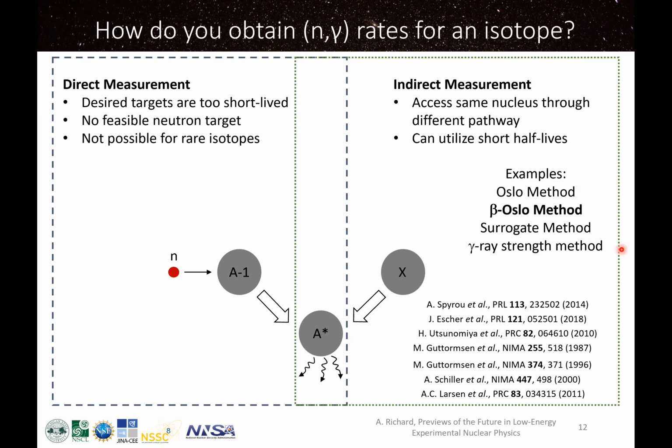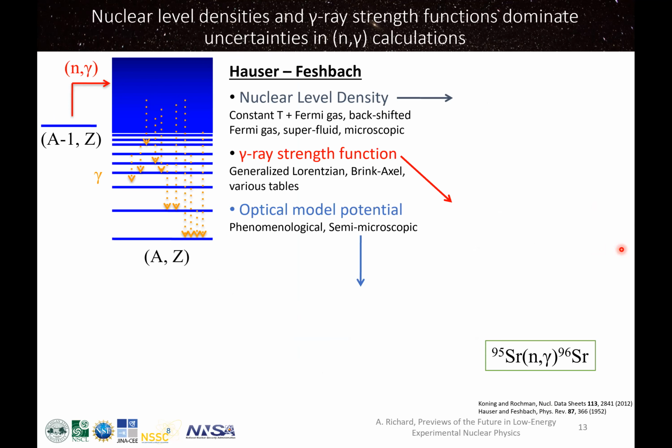But now that we sort of understand how we would go about measuring or obtaining these n gamma rates, how do we actually calculate neutron capture cross sections? So we have our neutron capture that would come into the statistical region, and what we use is Hauser-Feshbach theory for neutron capture. And so what Hauser-Feshbach theory says is that the neutron capture cross-section is proportional to three quantities: the nuclear level density, the gamma ray strength function, and the optical model potential. So these are the three things that we would need to constrain.